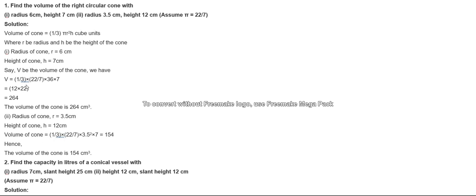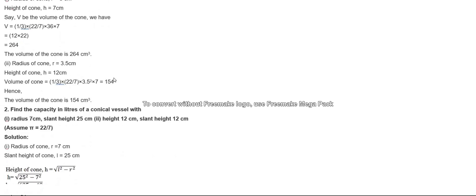So what is the volume? Volume is 1/3 of pi. Instead of pi, we put 22 upon 7, into 36, into 7. So here is our result, that is 264. That is the volume of that right circular cone. Similarly, using the same formula, we will solve the second part of this question.